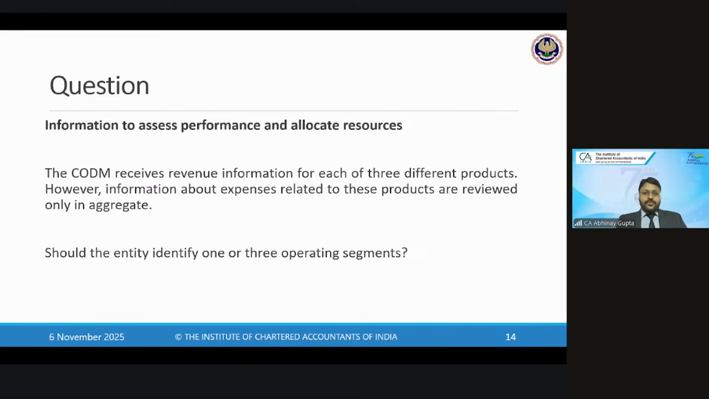Okay, let's try this question. Information to assess performance and allocate resources. The CODM reviews the revenue information for each of the three different products. However, information about expenses related to these products is reviewed only in aggregate. Should the three operating segments be identified or the one? So the question is, suppose there are three operating segments, A, B, and C. For them, revenue is separately available, but the total revenue, total expense and then total profit and loss is available for the CODM review. Now, what do you think? Operating segments are three or operating segments are one?